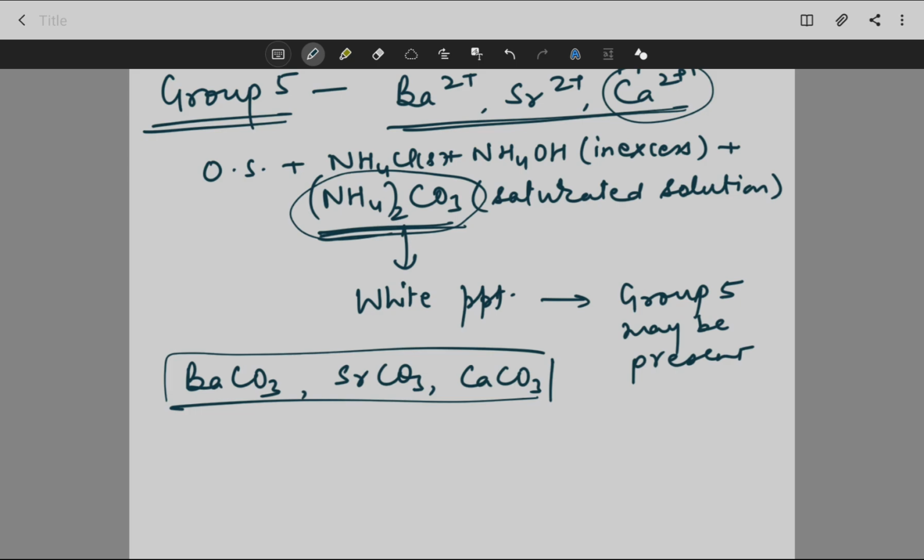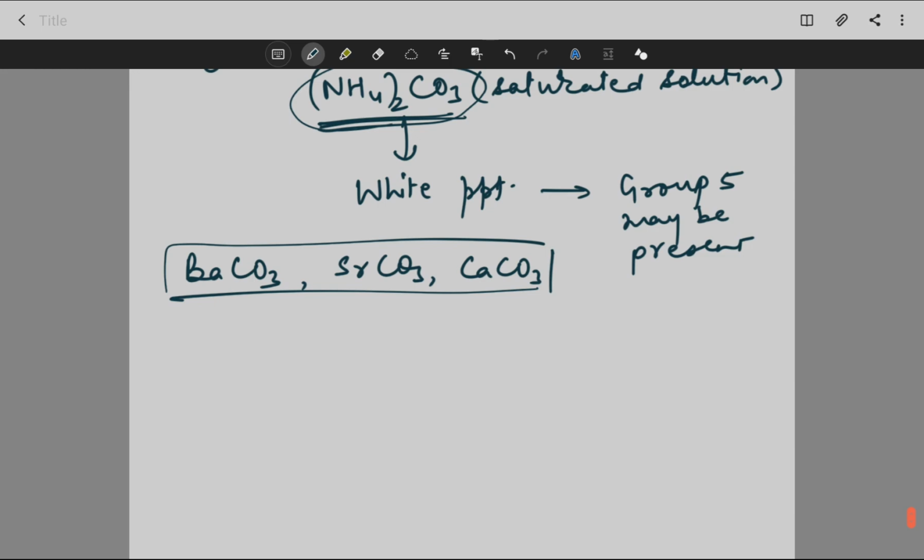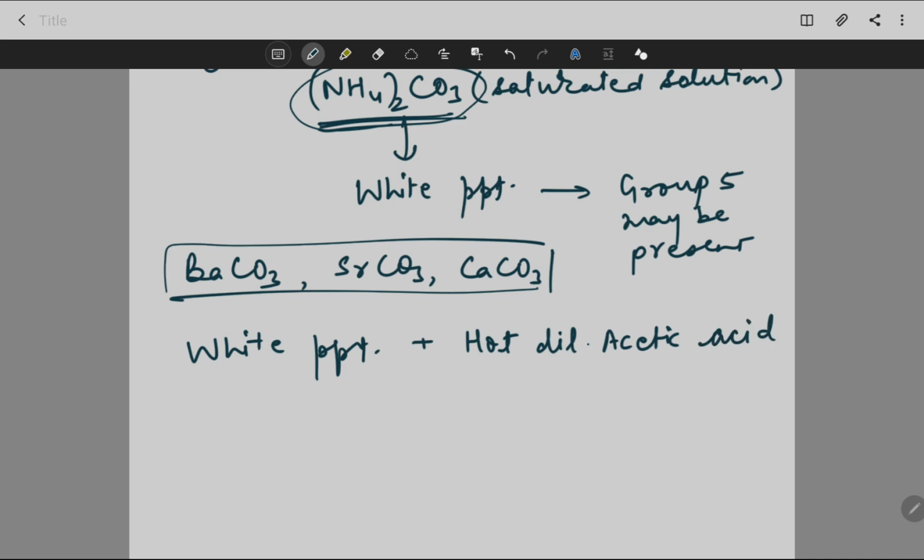Now what about after getting the white precipitate? How do we proceed for confirmation of the group 5 radicals? We take this white precipitate and dissolve it in hot dilute acetic acid. We will get a clear solution. Now divide this solution into 3 parts.